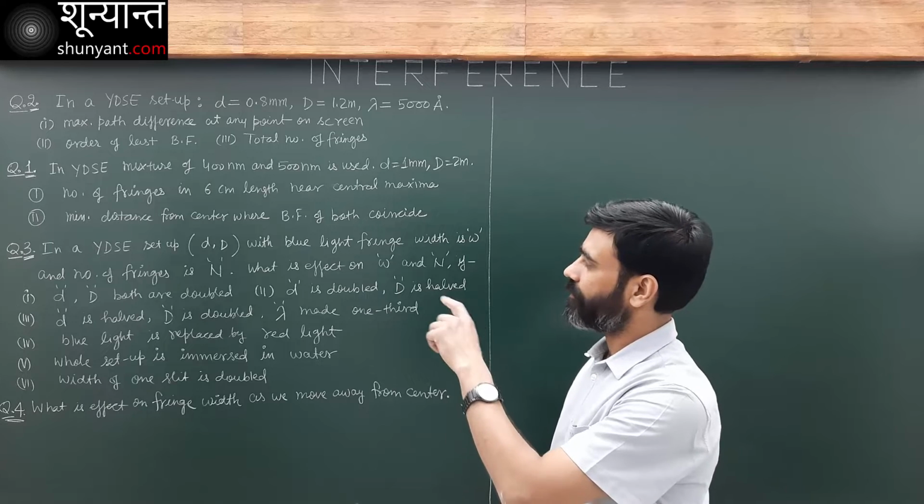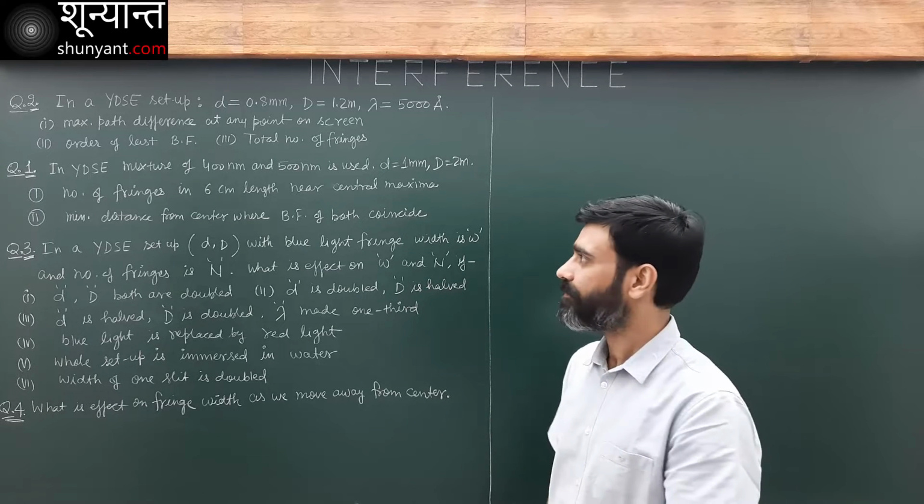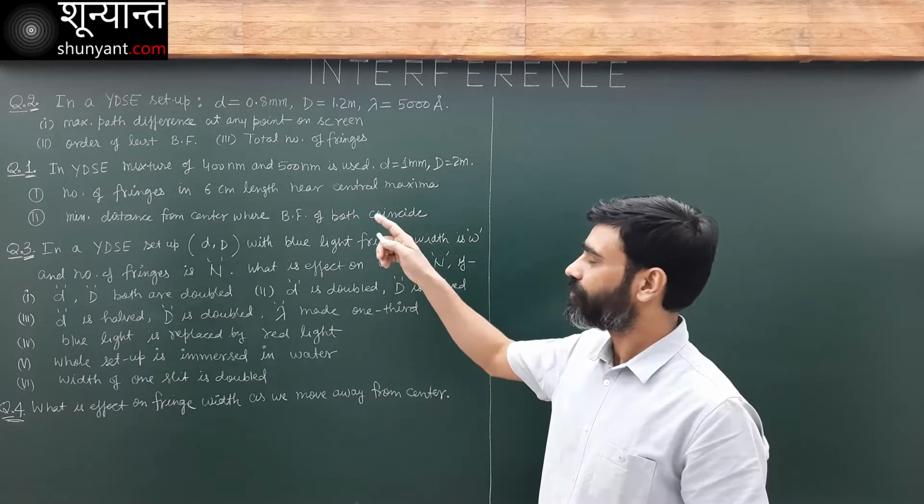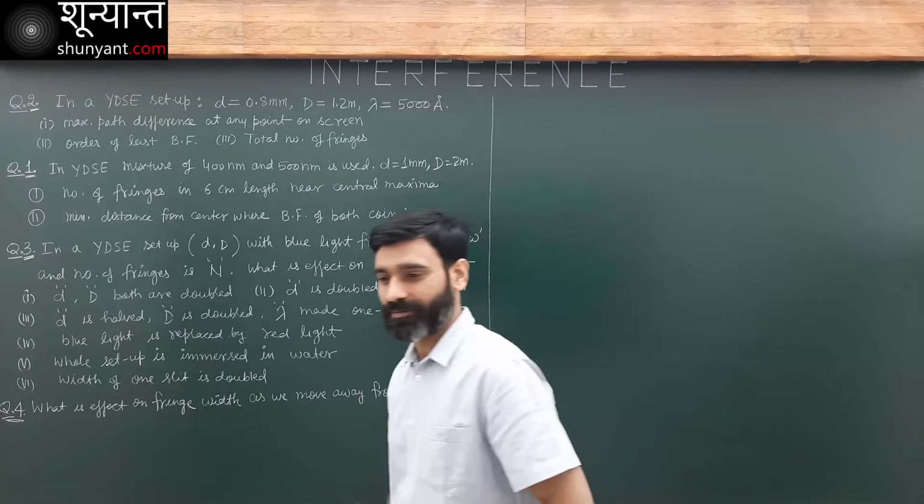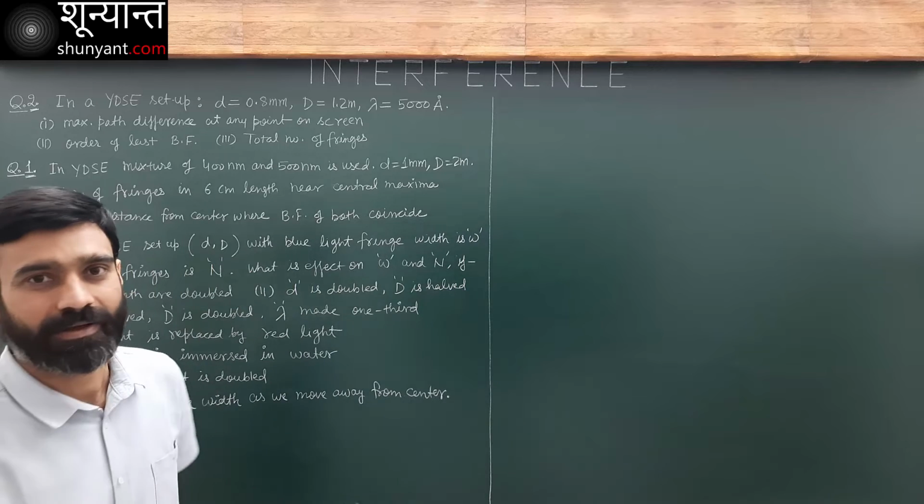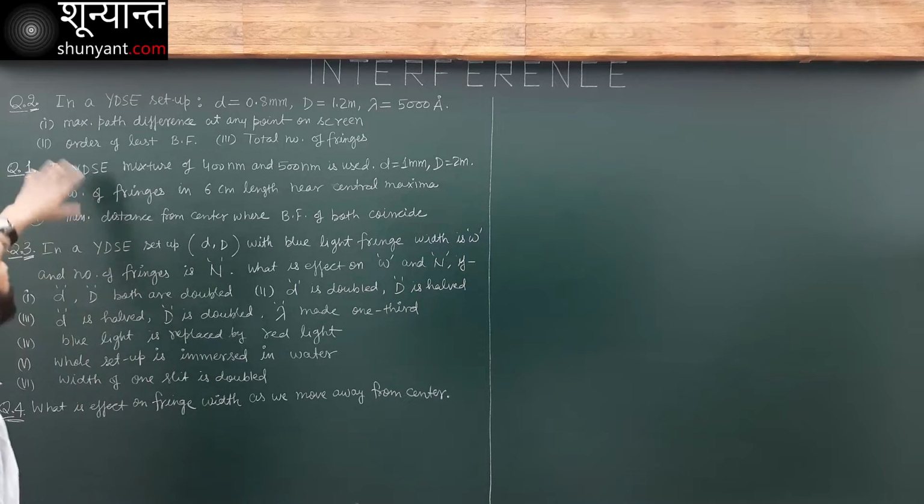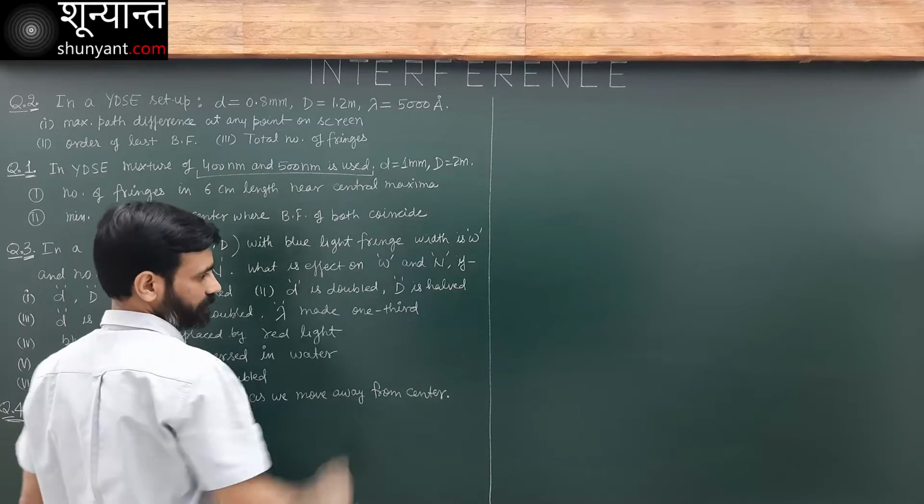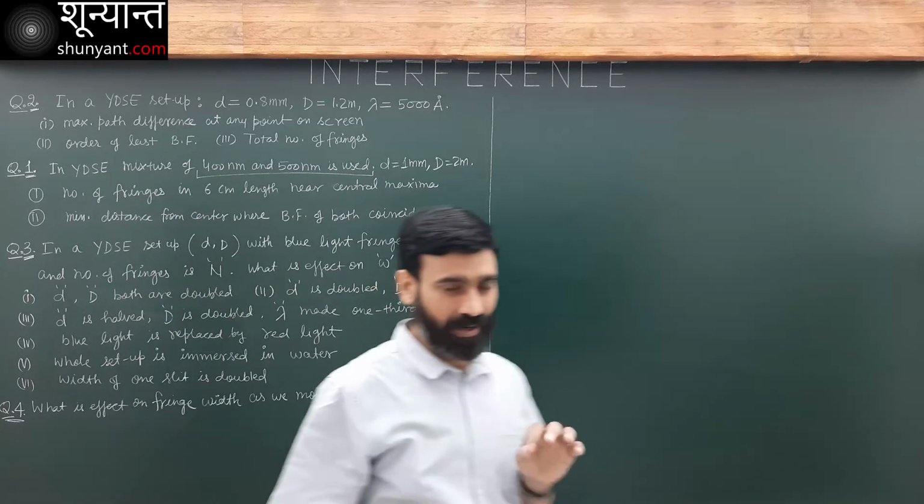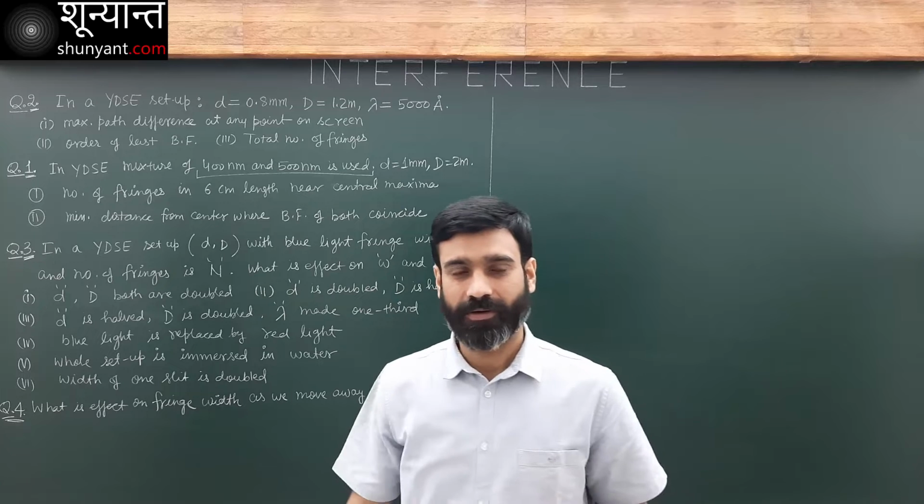In the first question, in YDSE, we are using two wavelengths. It's a mixture, like red and blue light passed together, incident on the YDSE setup. So two different wavelengths are used. What will happen? First of all, note down.